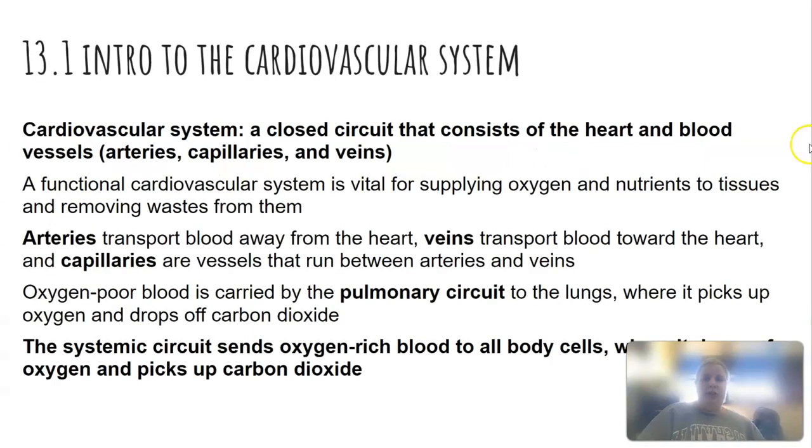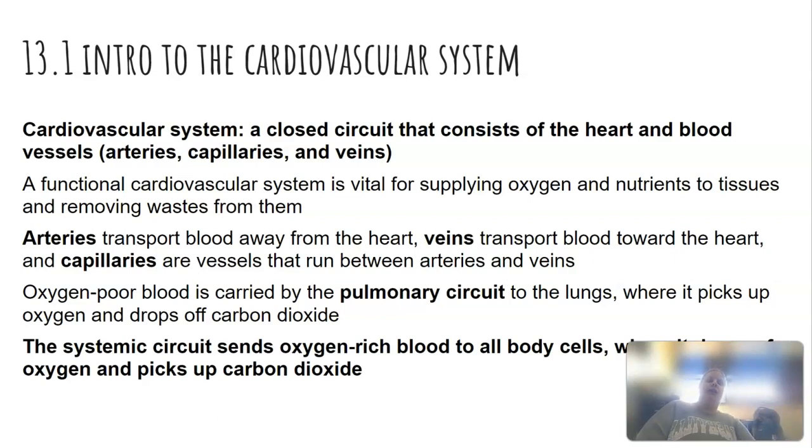Alright, so we're starting the cardiovascular system. The cardiovascular system is a closed circuit that consists of the heart and blood vessels like your arteries, your capillaries, and your veins. A functional cardiovascular system is vital to supply oxygen and nutrients to tissue and remove waste from them. Your arteries transport blood away from the heart while your veins bring it back, and your capillaries are vessels that run in between your arteries and your veins.